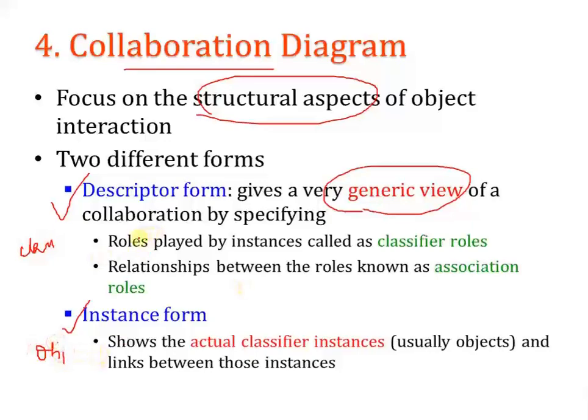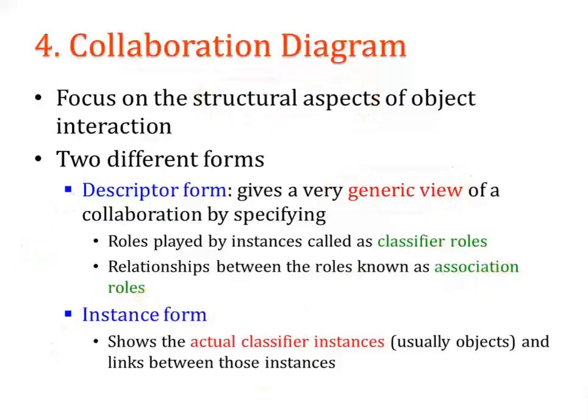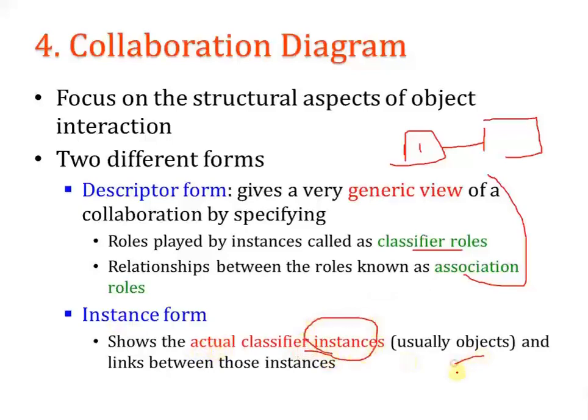Okay, so here the roles played by instances are called classifier roles, and the relationship which is played between the roles is called association roles. So for example, if you take any class, between two classes we used to have an association between them. In this association, the role which is played by one class is said to be the classifier role, and the relationship between these two classes is called the association role. And then in instance form, as I've already said, we are going to show the collaboration by means of instances, that is objects.